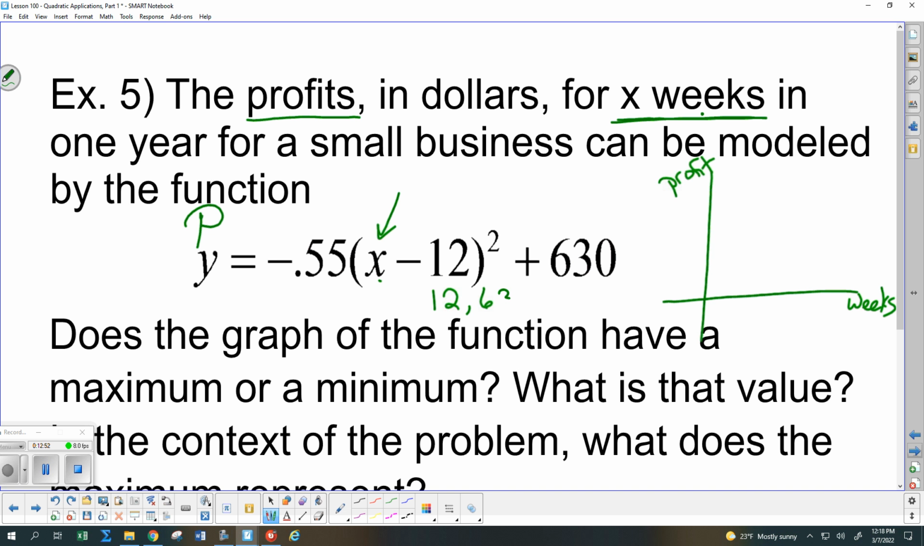So we better get 12,630 when we graph this. So do it on your calculator, just for the good practice with that.